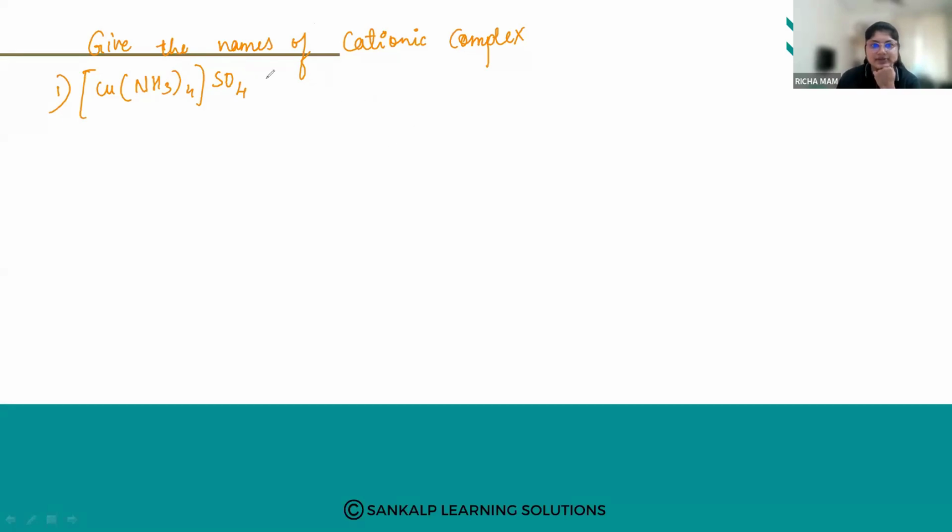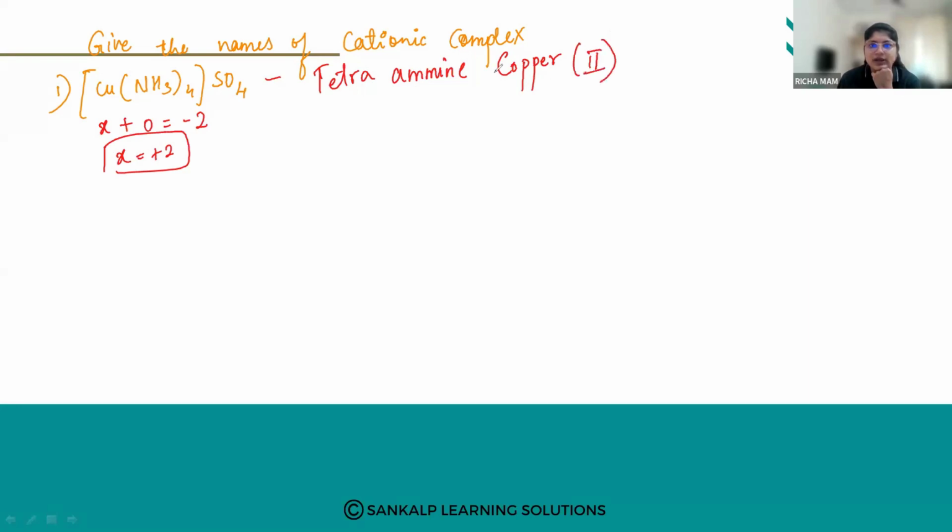So now here, the name of the complex is what? How many ammine groups are there? Four. So the name is tetraammine, then we have copper. Let us find the oxidation state: 0 equals to -2, so x is equal to +2. So the charge is 2 and outside is the anion. We complete the cation part. Now we'll write the negative part, that is sulfate. Fine. Let us go for the next one.